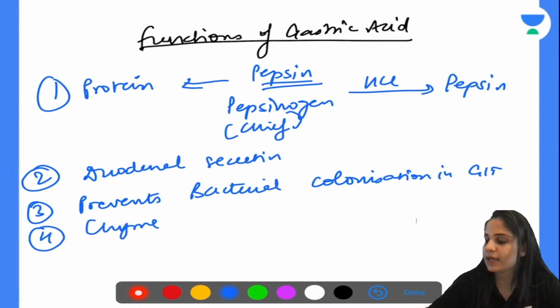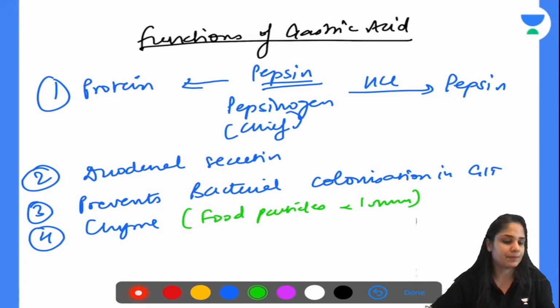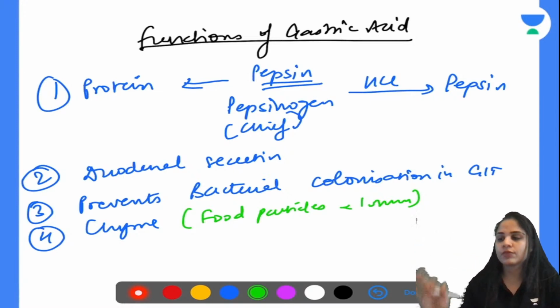What is chyme? Chyme is nothing but very small food particles, digested food particles which are less than 1 mm in size and are mixed with saliva. That is called chyme. So these are all your functions of gastric acid.